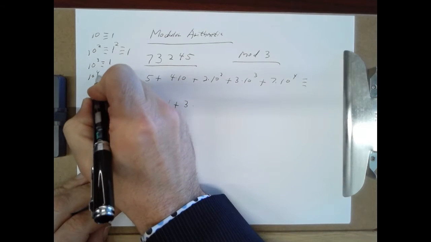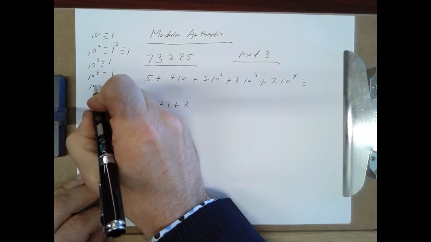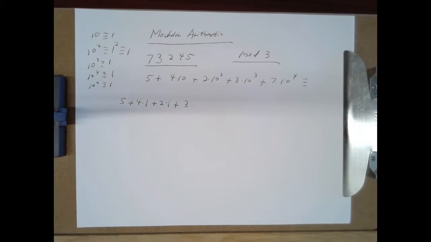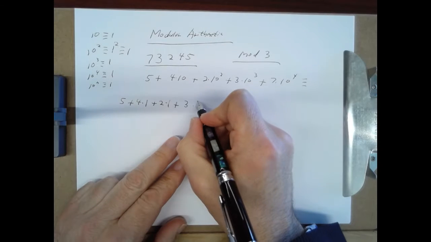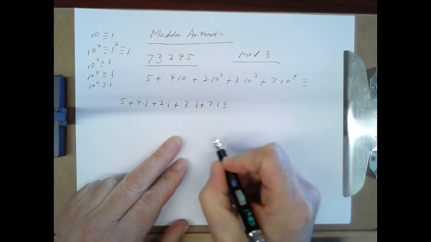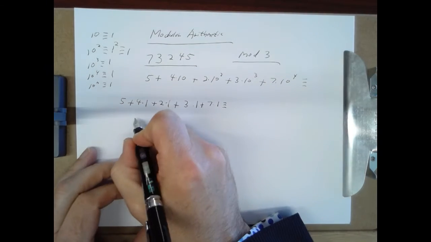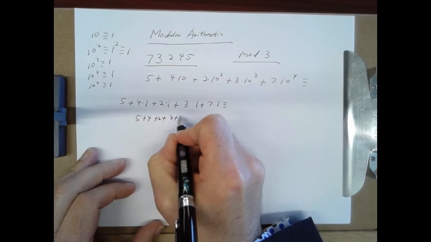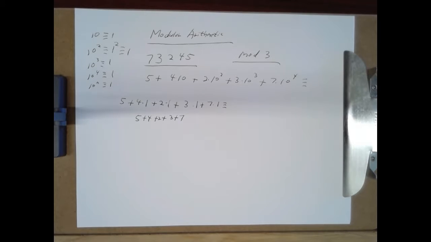And 10 to the 4th. In fact, 10 to any power is going to be congruent to 1 because it's congruent to 1 to the n, which is just 1. So 10 cubed is congruent to 1, and 10 to the 4th is congruent to 1. So this original number is congruent to 5 plus 4 plus 2 plus 3 plus 7. In other words, that number is congruent to the sum of its digits.